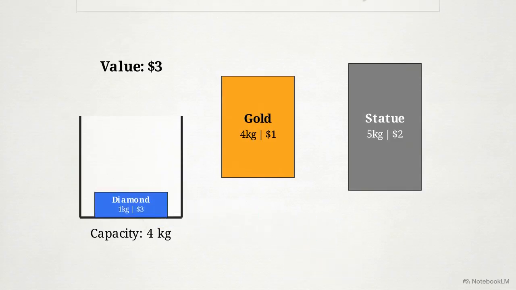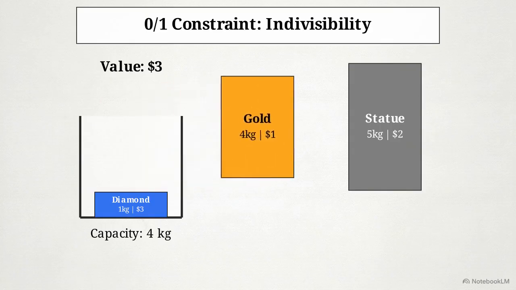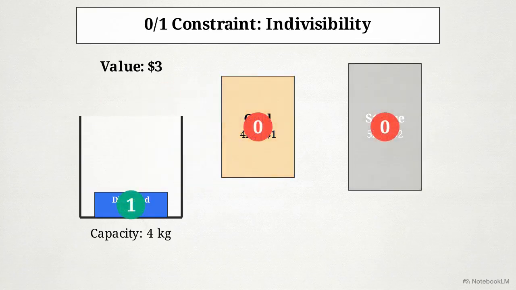The 0-1 in the name defines our primary constraint. You cannot chop the gold in half to maximize your weight utility. You either completely include an item or entirely exclude it.